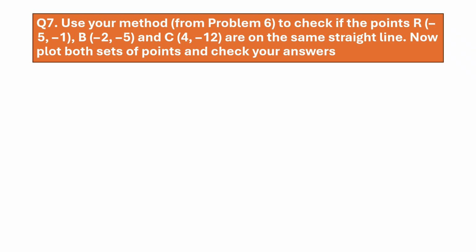Before we go on to the next question, students, I just want to tell you the word collinear, which was used in the previous question. When we say collinear, collinear means they all lie on the same line. Question number 7. Use your method from problem number 6, that is your previous question, to check if the points R, B and C are on the same straight line. Now plot both sets of points and check your answers.